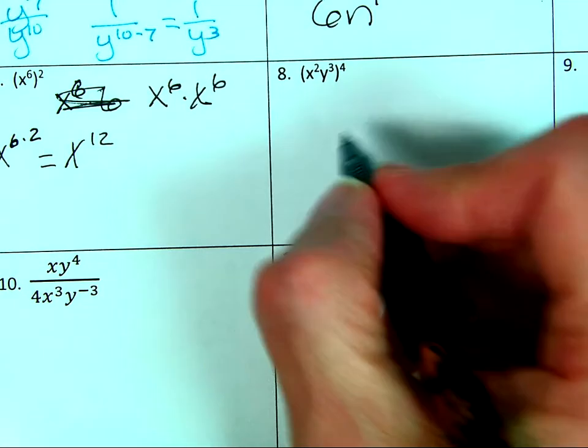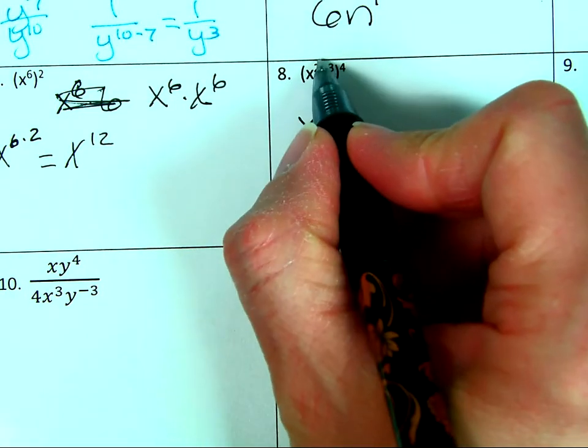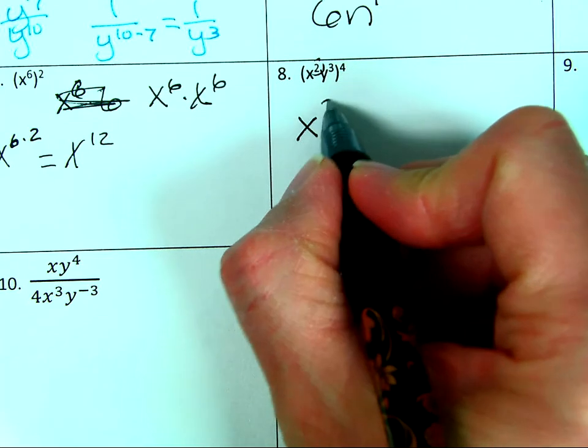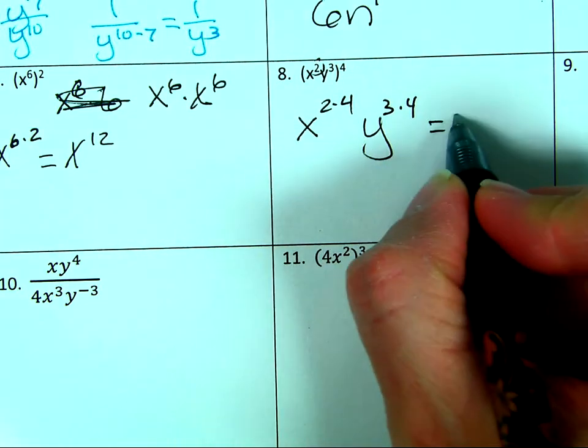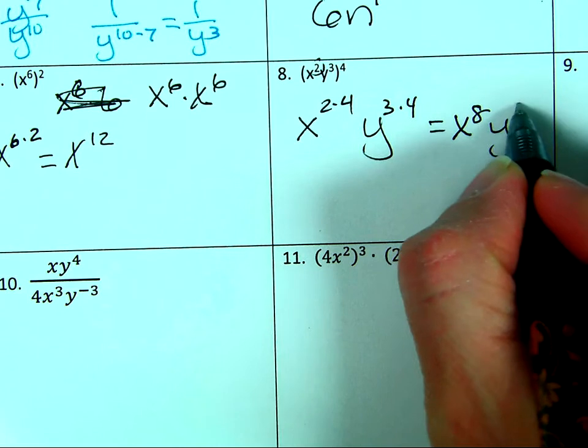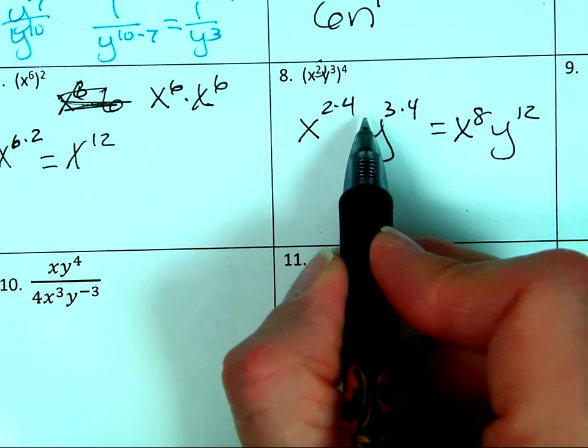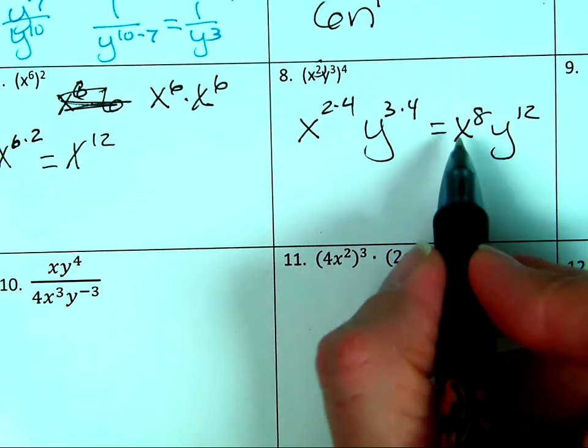And then this one, it's x to the 2 times 4, and then y to the 3 times 4. So that gets me x to the 8th and y to the 12th. Again, this intermediate step is not necessary. You can just go here, but I'm just showing you what I did.